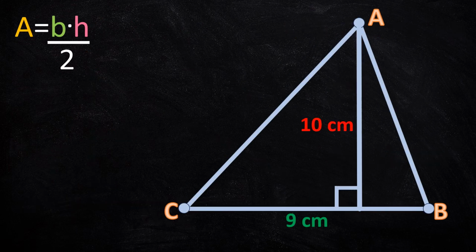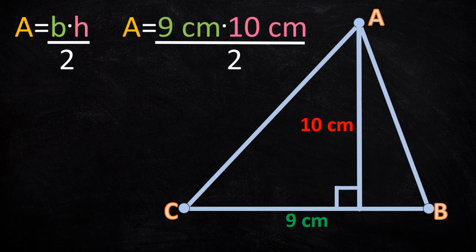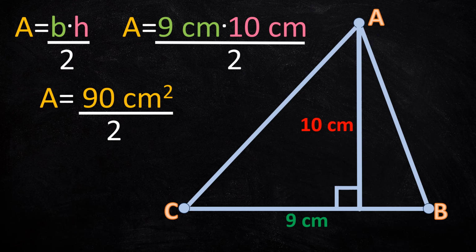Here is another example. By now you should be able to do this yourself. So if you feel ready, go ahead and pause the video to do the maths. We start by putting the values into our formula. The base of the triangle is 9 centimeters, so we write that for B. And the height is 10 centimeters, which we also put into the formula. 9 times 10 is 90. We divide 90 by 2 and the result is 45, so the area of our triangle is 45 square centimeters.